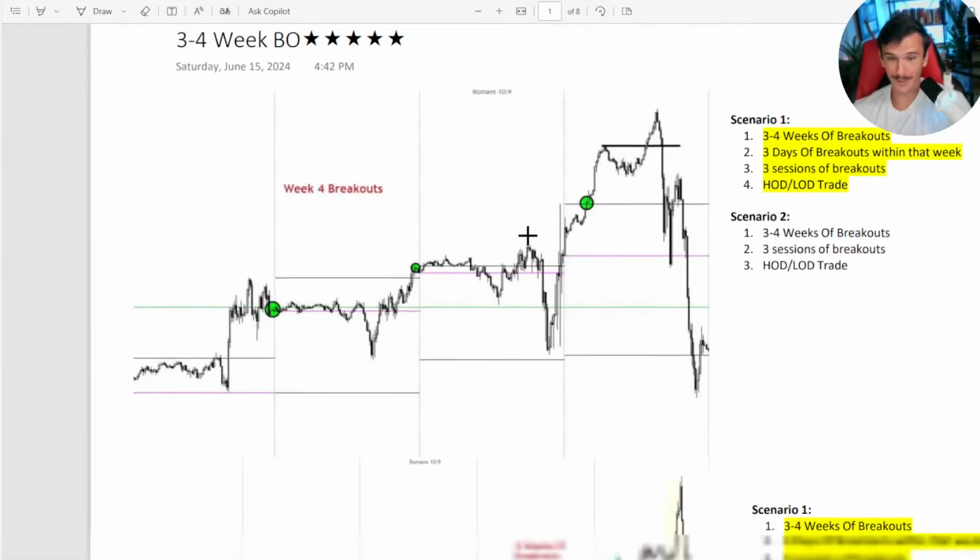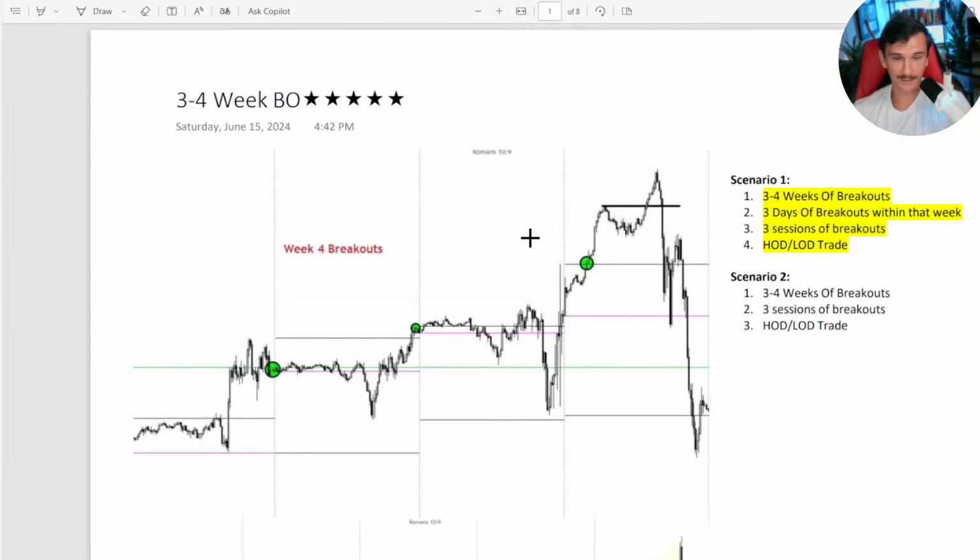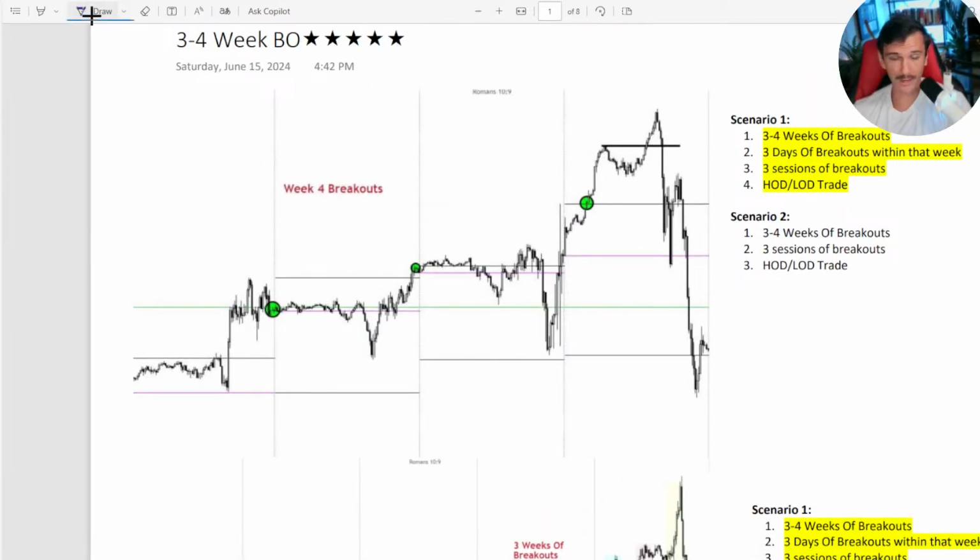All right, so when I'm looking at these types of setups, there's a couple different variations that I like to see, but they all have the same characteristics, okay? So breaking out of previous day's high or low, depending on direction, right? Number one. Number two, 3 sessions outside of that breakout. Number three, I would prefer not to see any retest of that level. Notice how this has broke out and there's just clean price above that level. That's good.